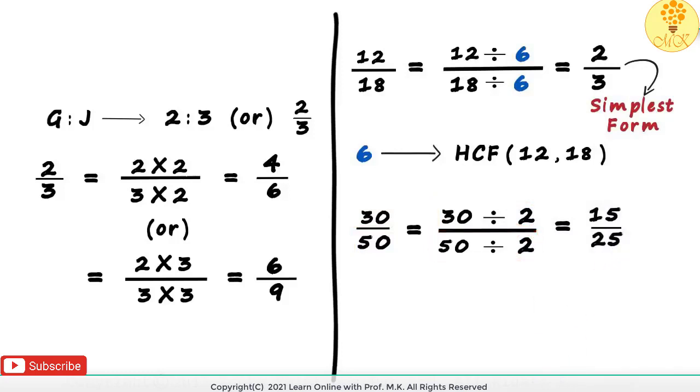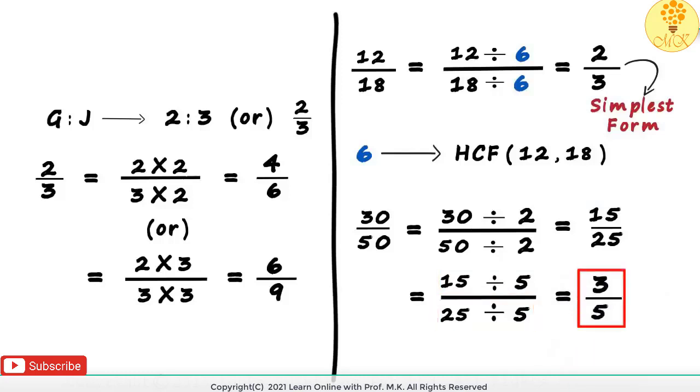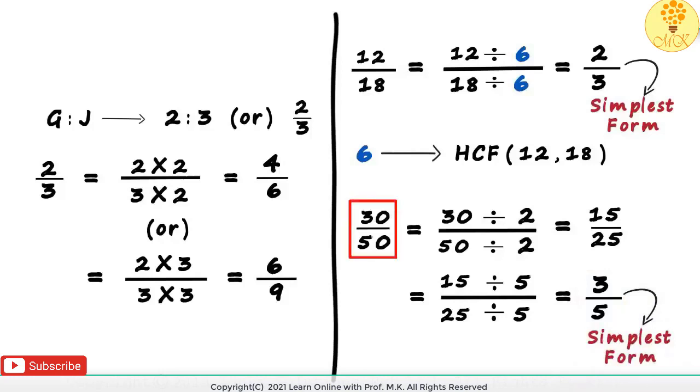If there are no common factors of the numerator and the denominator, it leaves us with the answer in the standard form. But 15 and 25 both have 5 as their common factor, which tells us that this is not the simplest form. We divide the numerator as well as the denominator by 5. 15 divided by 5 is 3 and 25 divided by 5 is 5. The numbers 3 and 5 do not have any common factors apart from 1. So this is the standard form of the ratio 30/50.